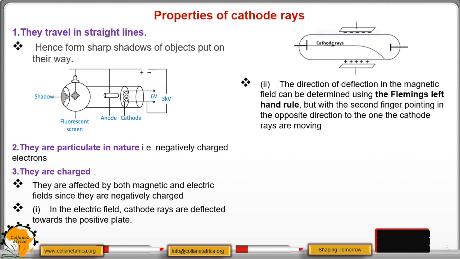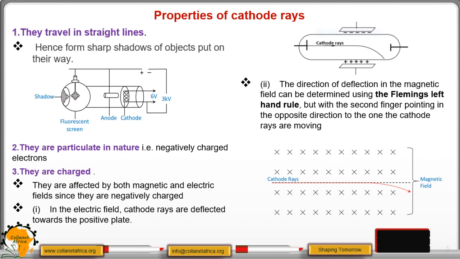Then, if they are moving in a magnetic field, we always use what we call Fleming's left hand rule. And in this rule, we use our left hand. In our left hand, we consider the thumb, the first finger, and the second finger. Those three fingers are put at right angles. In other words, the first finger is at a right angle with the second finger and with the thumb. Then when that happens, the second finger will point in the direction of current. And because here we don't have current, we always look at the direction of cathode rays.